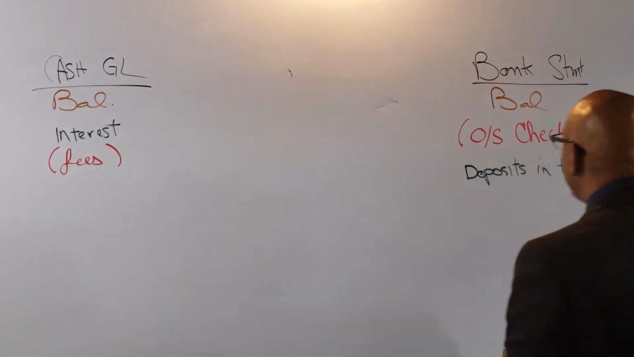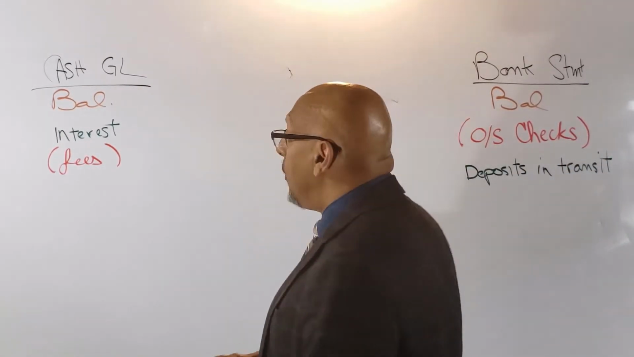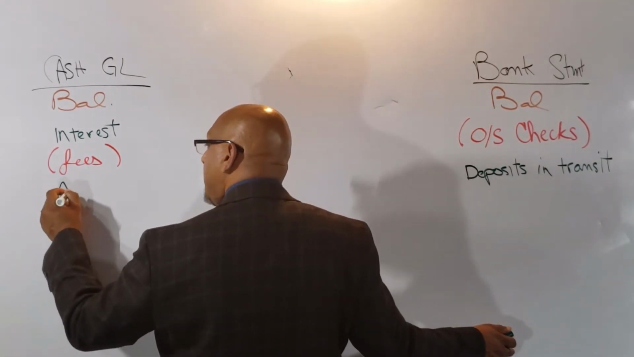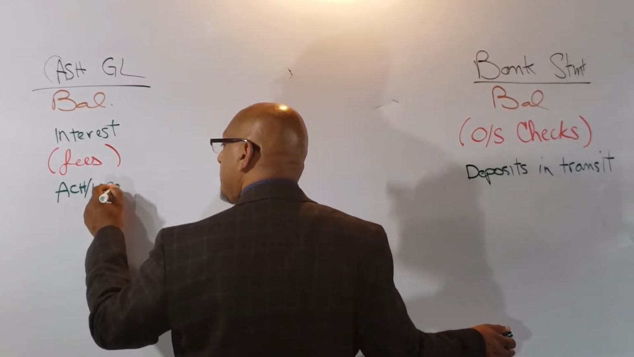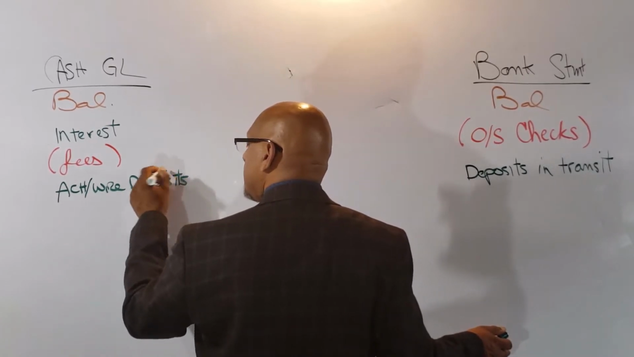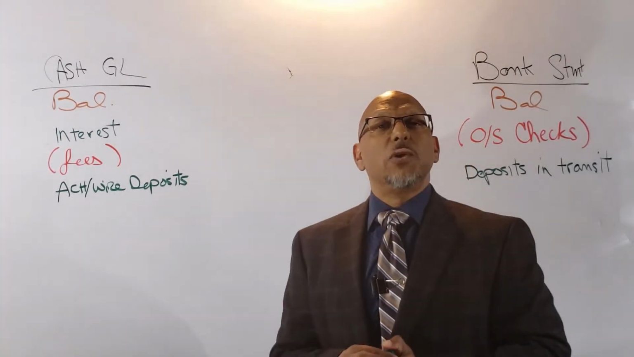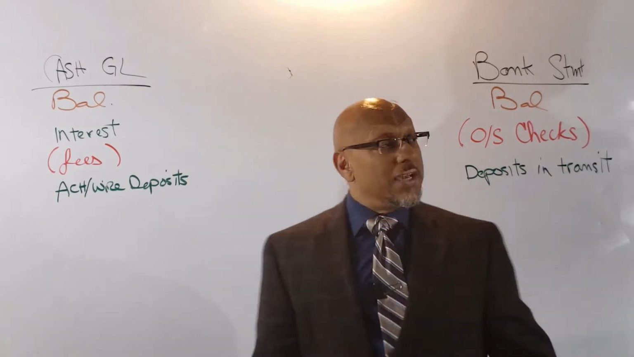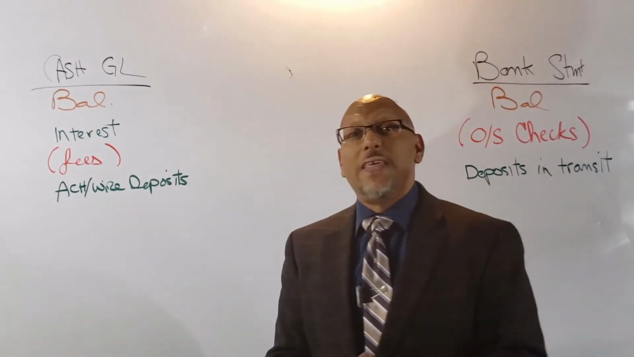That would be the bank having charged a fee that we didn't know about. Also, any other ACH/wire deposits. These would be any electronic deposit that a customer would have initiated and may not have told us. If we didn't know about it until we got the statement, it would be in the statement, but it wouldn't be in the cash GL, so we would add that in.